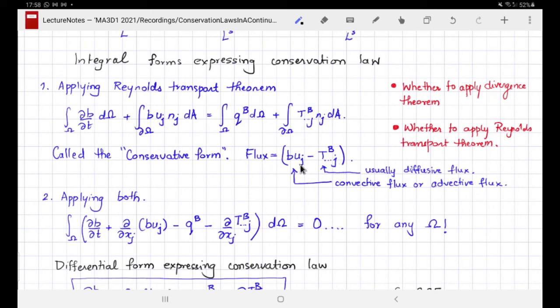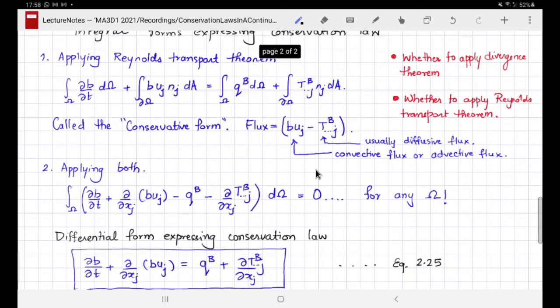When the quantity B is carried by the fluid, that part is called the convective flux or the advective flux. And the one that comes from the surface source is usually of a diffusive nature, and therefore it is called the diffusive flux, but this depends on the situation. This integral form of the conservation law is called the conservative form, because it explicitly accounts for the fact that the property B gained by the volume through the surface is lost by the neighboring volumes, because this flux will cause a loss on the neighboring volumes if it was a gain for this volume.